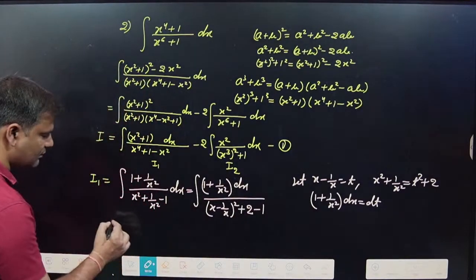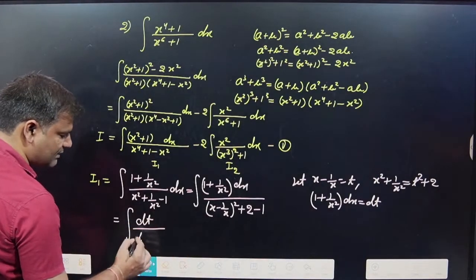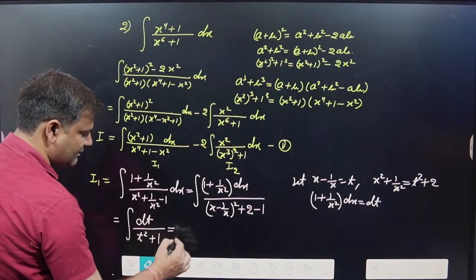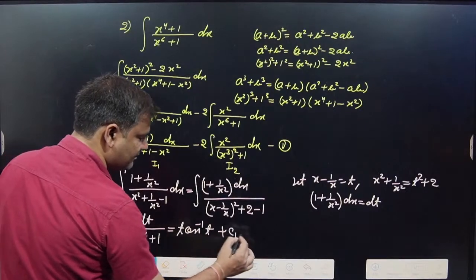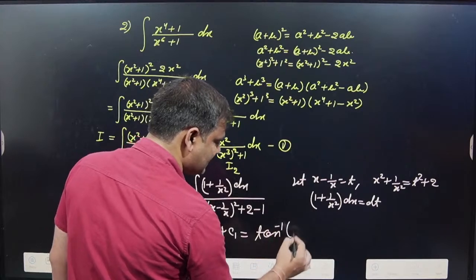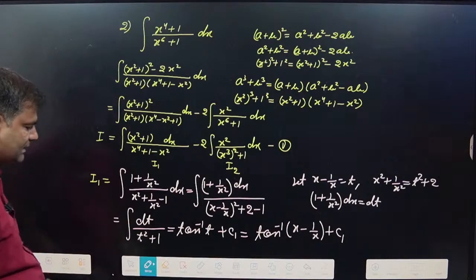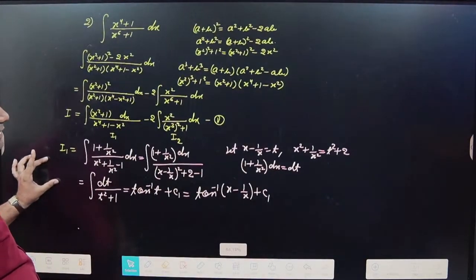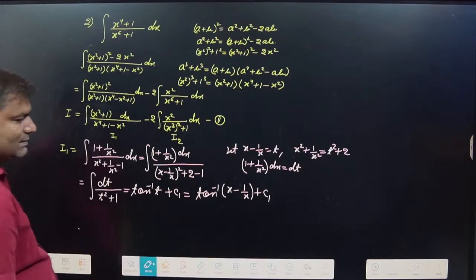Now look here, that is dt divided by t square plus 1 basically. So this is tan inverse t plus c1. So tan inverse t is basically x minus 1 by x, plus c1. After that we focus on the next one, I2. How do we do I2?